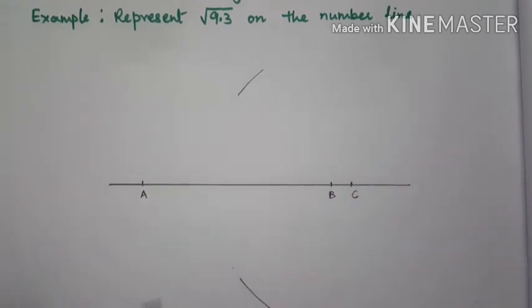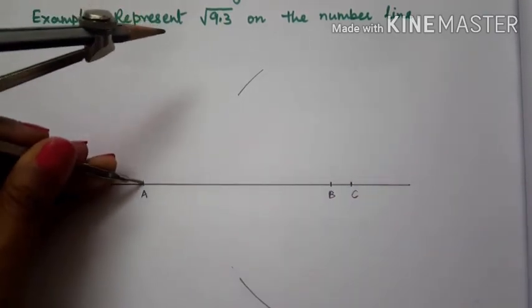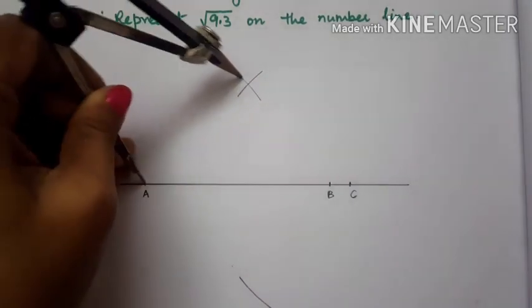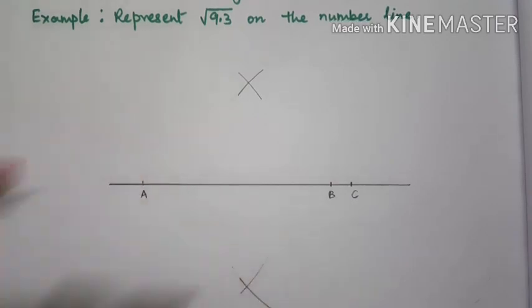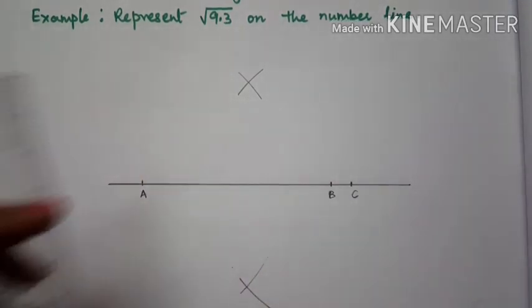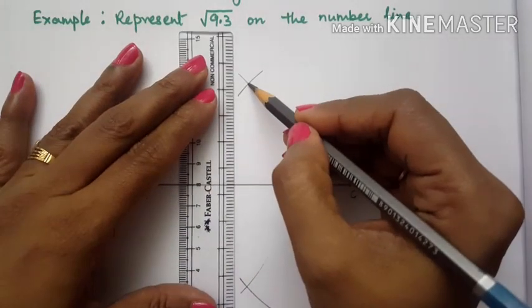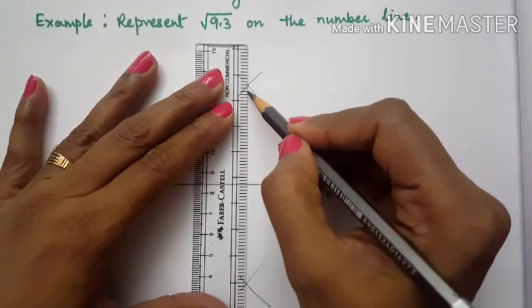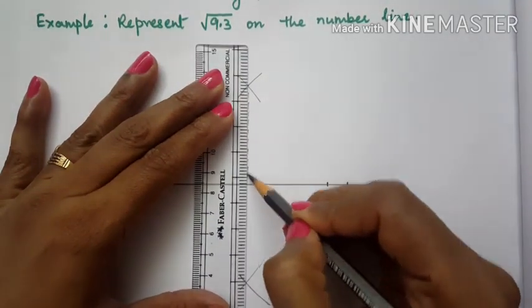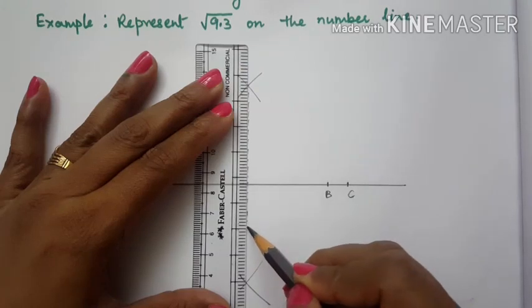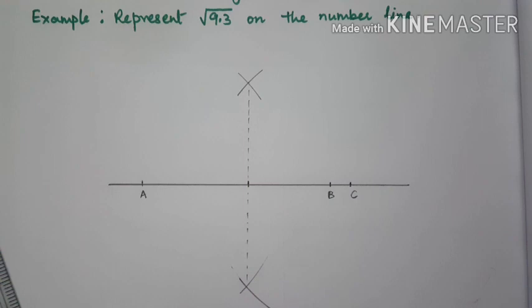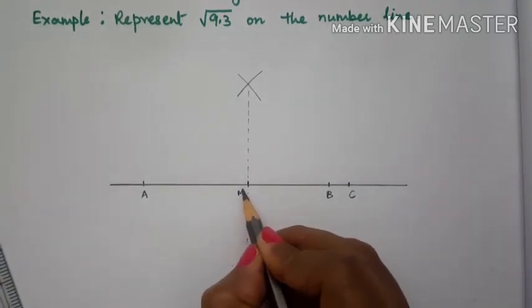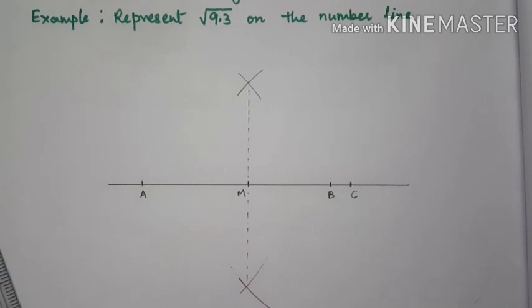Without disturbing the distance in the compass, cut arcs to intersect previously made arcs. Now join the point of intersection of these arcs by drawing a dotted line. This dotted line cuts AC at a point. Mark that point as M.